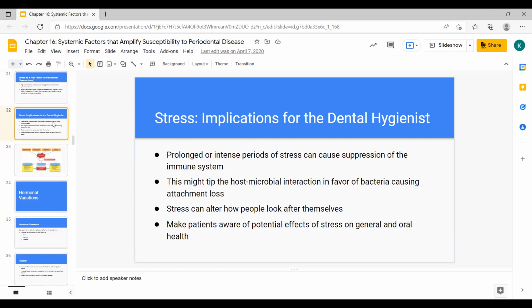Prolonged or intense periods of stress can cause suppression of the immune system. This might tip the host microbial interaction in favor of the bacteria causing attachment loss. So this could be someone who you've been seeing forever. They've had chronic gingivitis, but no worries. It's been really managed. There's no bone loss. And then all of a sudden they get a new job. It's really high stress. They get a divorce, whatever, something happens in their life. Then that scale gets tipped towards the bacteria and causes attachment loss. And stress can alter how people look after themselves, especially. You want to make patients aware of the potential effects of stress on general and oral health.